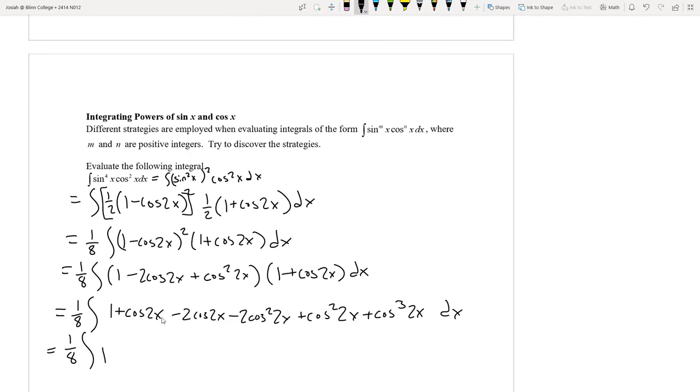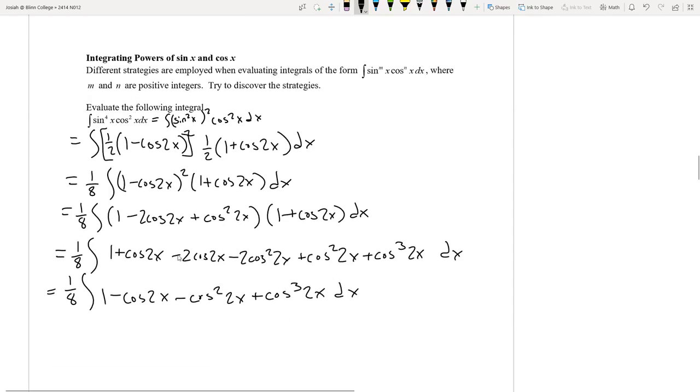So 1, it looks like minus cosine of 2x, and then minus cosine squared of 2x plus cosine to the third of 2x dx. So we were able to get it down to just these 4 terms, and you can see that we had a mix of these, with a total of 6 powers amongst them. Now our highest power is a third power, and we have just cosines.